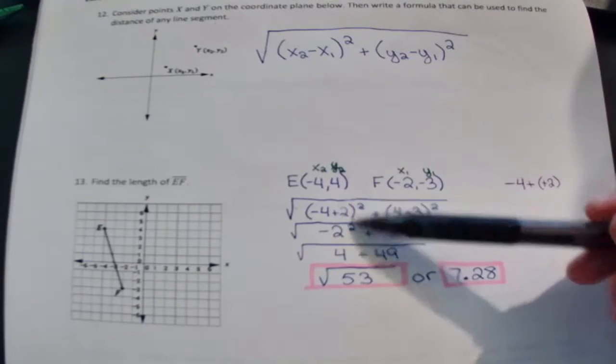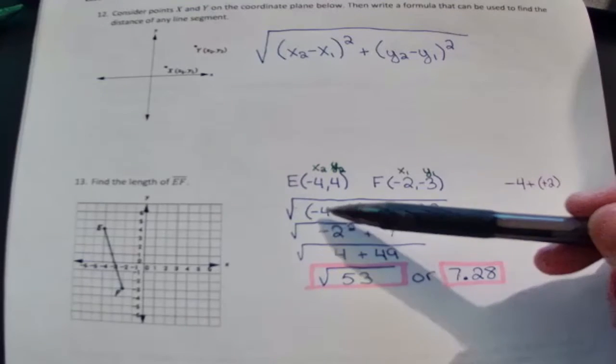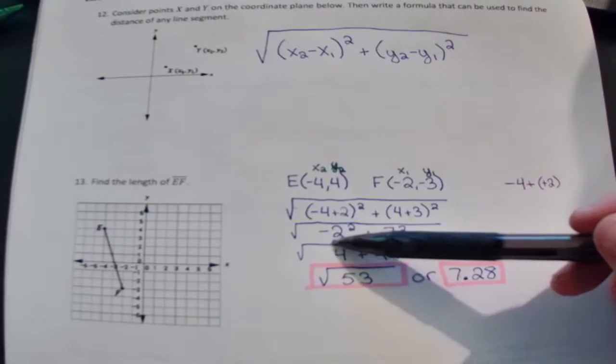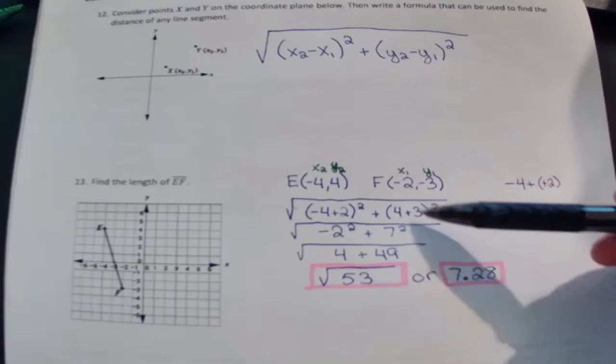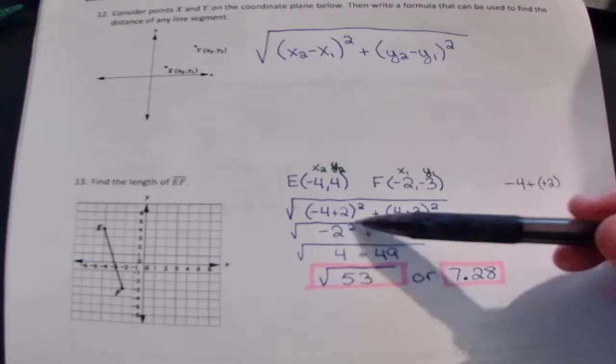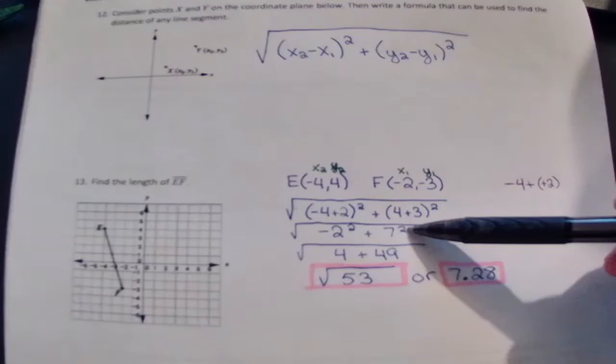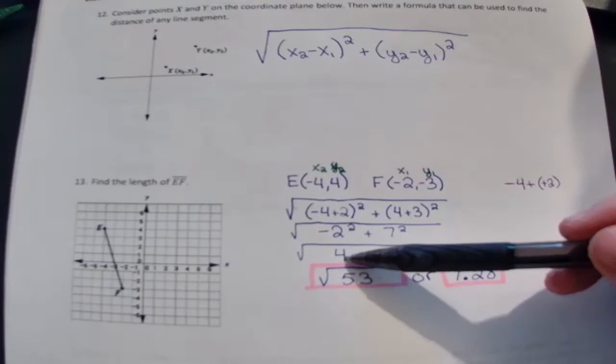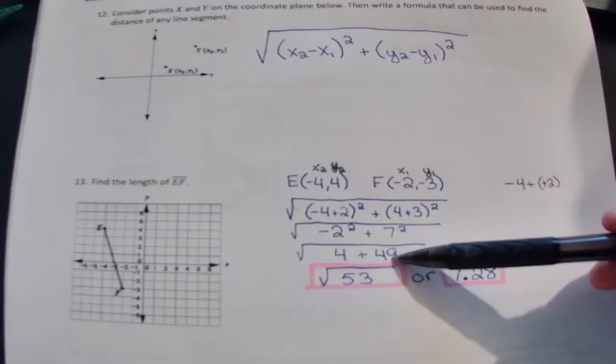So when I do this, you have to do the parentheses first. So negative 4 plus 2 gives me negative 2. And 4 plus 3 is 7. So they're both supposed to be squared still. Now I have 4 plus 49.